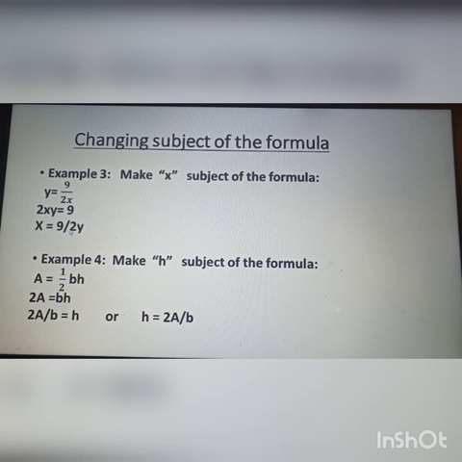So x will become 9 divided by 2y. So this is how you will isolate x here, and this is done. Another example: make h the subject of the formula. Now here the formula given is capital A is equal to half into BH. We are supposed to isolate h here.